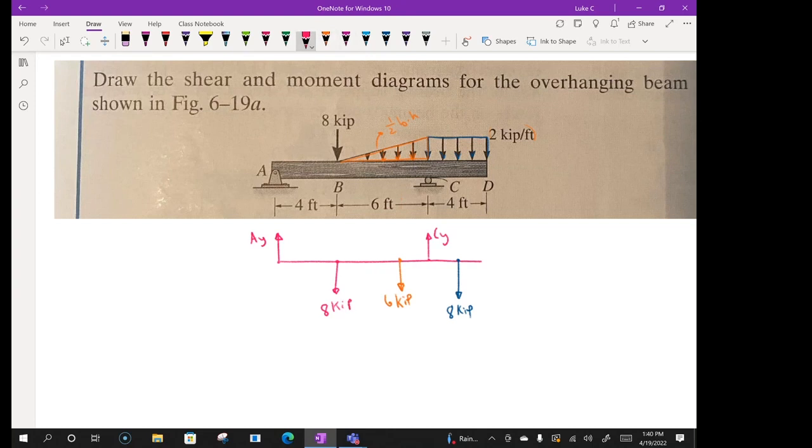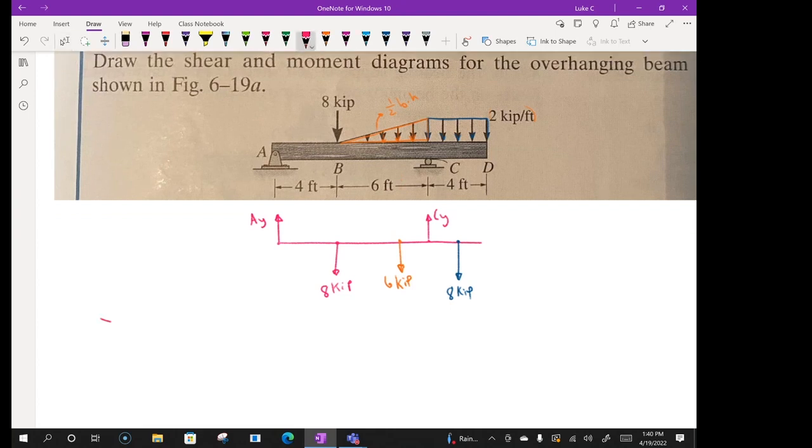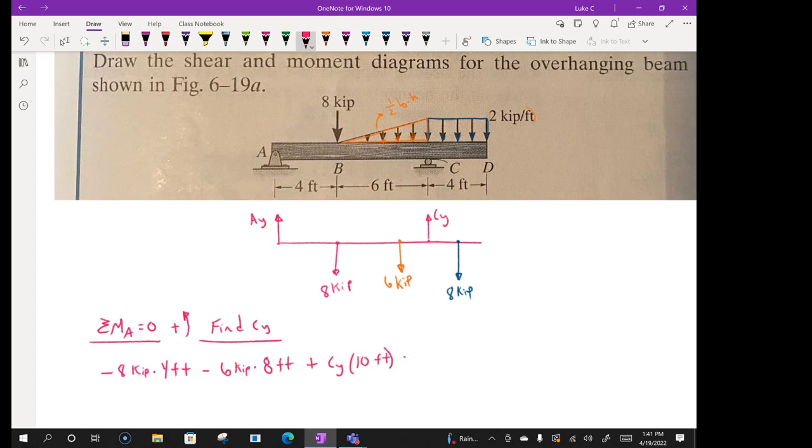So now we have a free body diagram. How do we find the reactions now? Do a sum of the moments. Yep. Does everyone understand that? Sum the moment at A, pick a direction. This will find CY. So I have -8 kip times 4 feet, then -6 kip times 8 feet, plus CY times 10 feet, minus 8 kip times 12 feet. That equals 0.